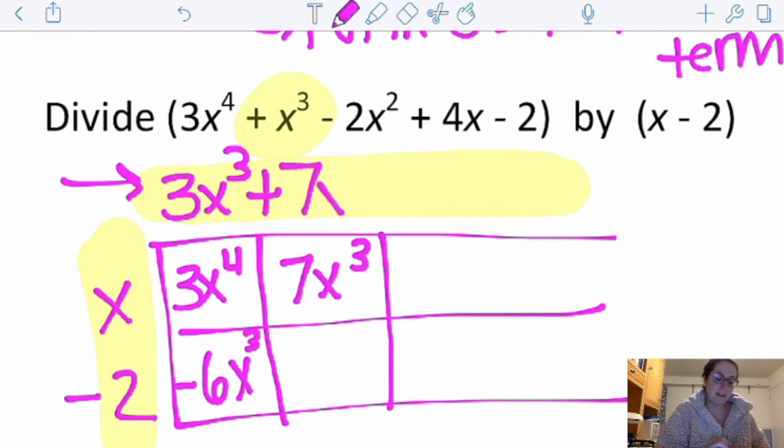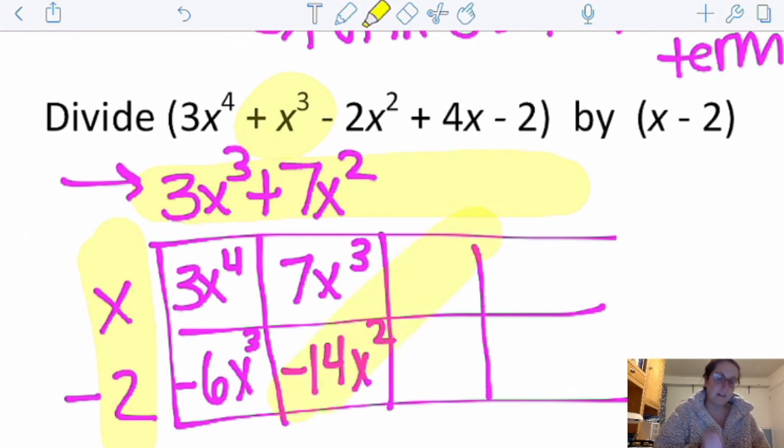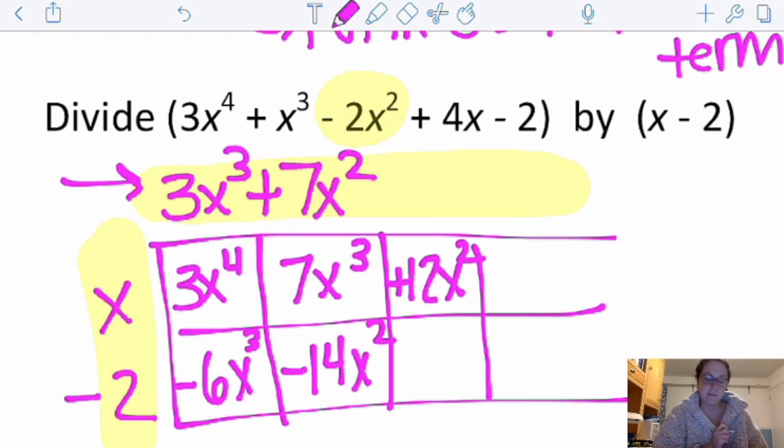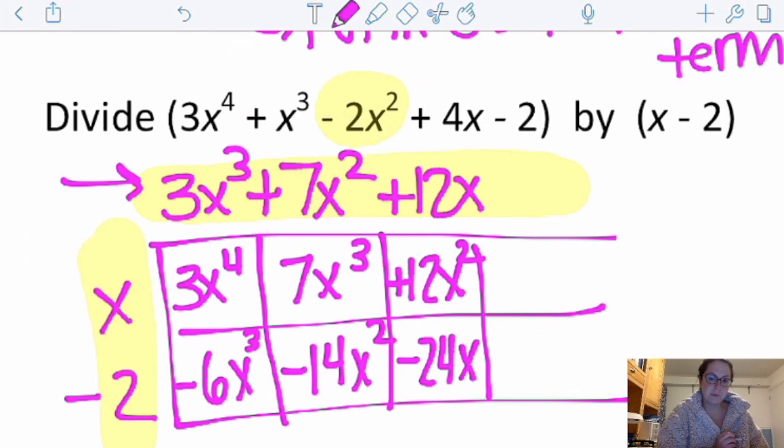So that would be positive 7x squared. Then you can multiply minus 14x squared. Now again, we know along this diagonal, they need to add to be my x squareds. So I need to have negative 2x squared. So I'm going to add 12x squared to that, right? And that's going to be plus 12x here, because 12x times x would give you 12x squared. And this would be negative 24x, right?